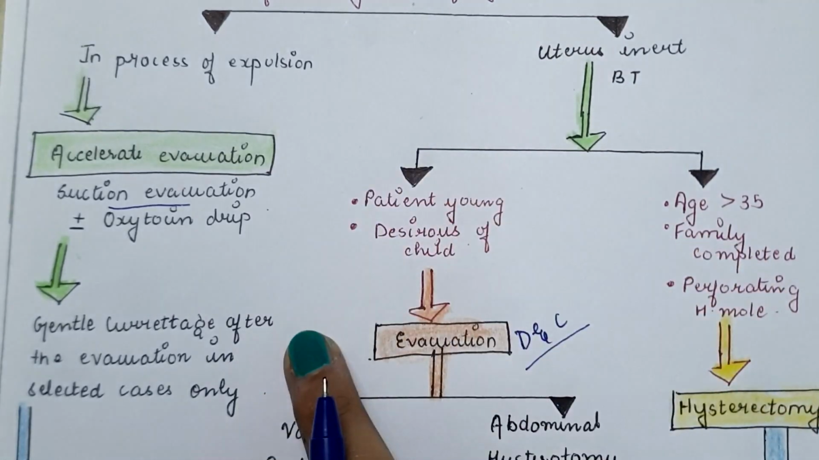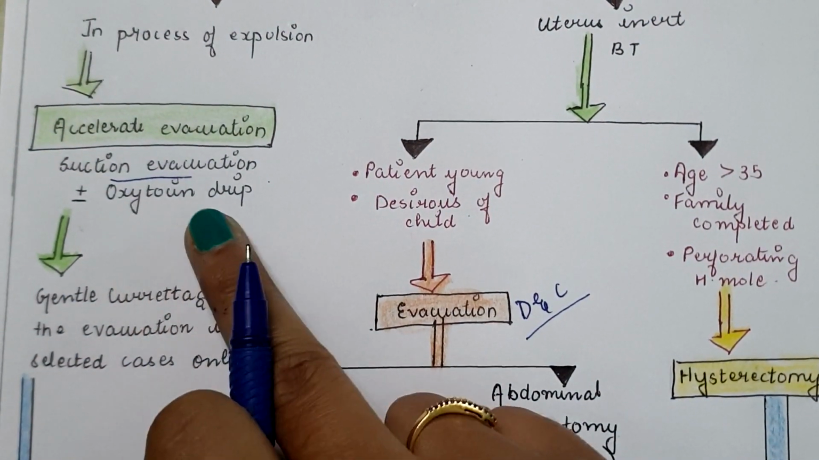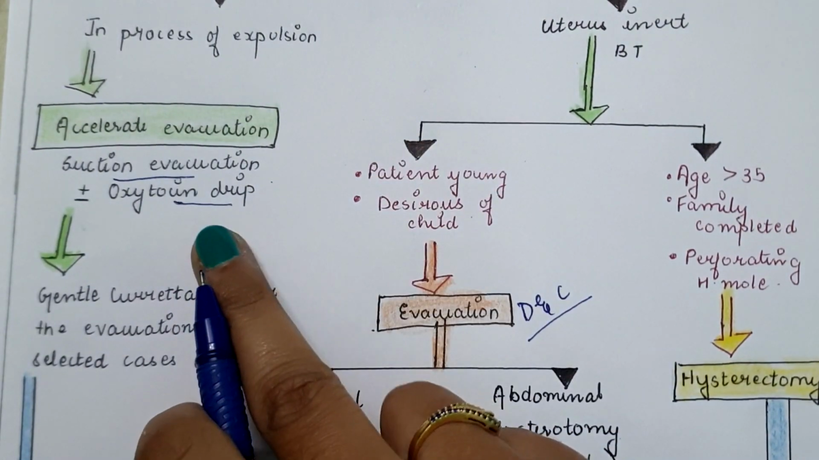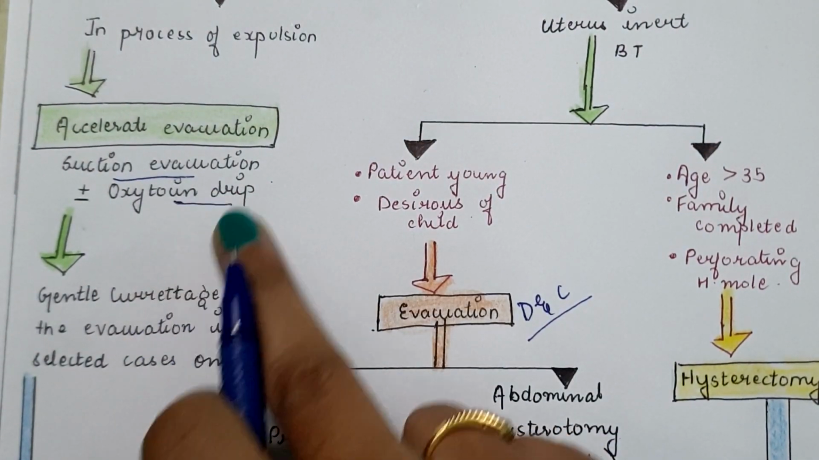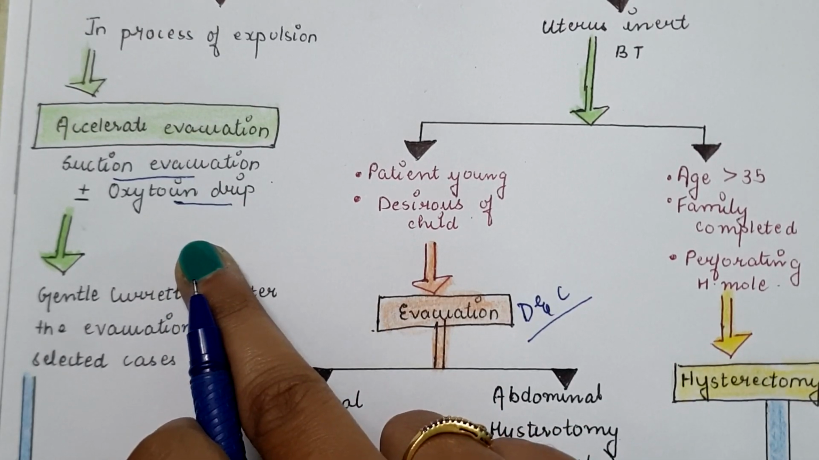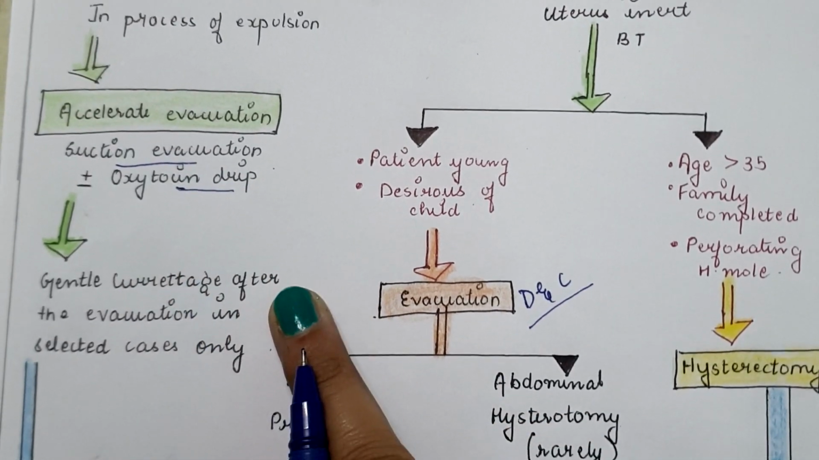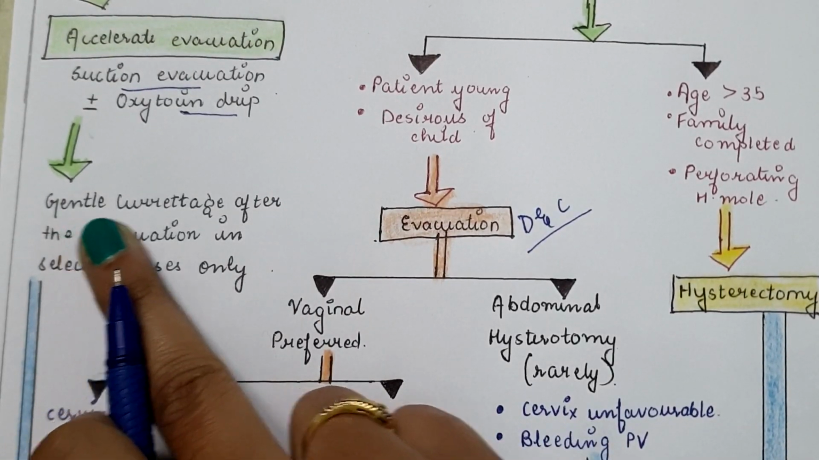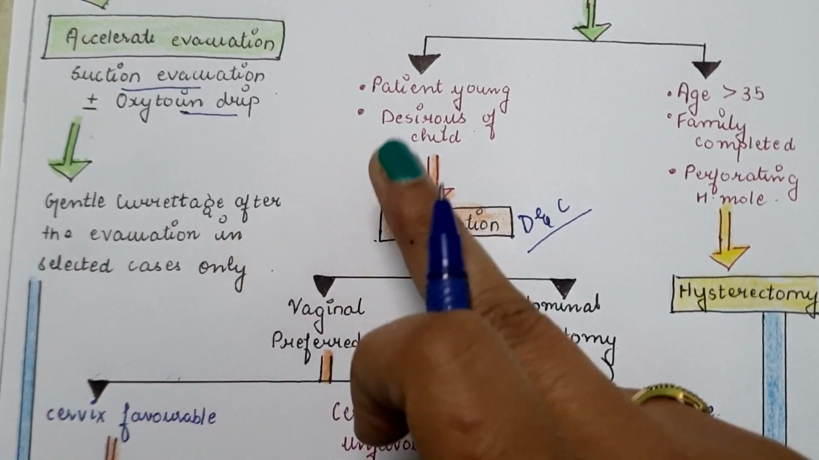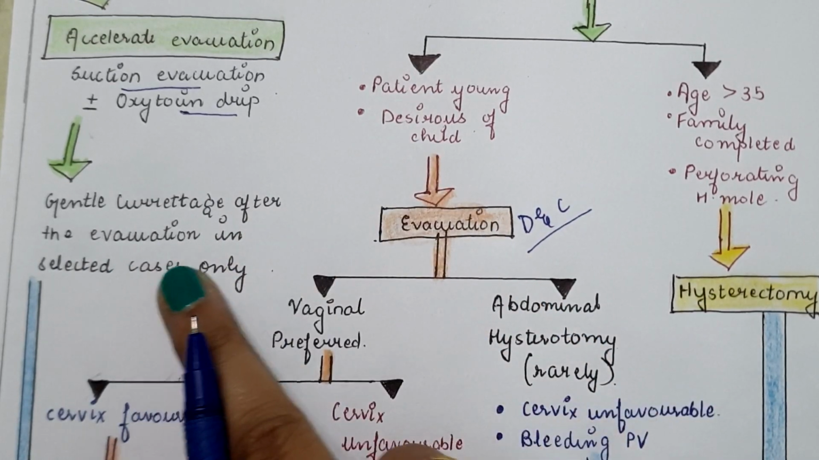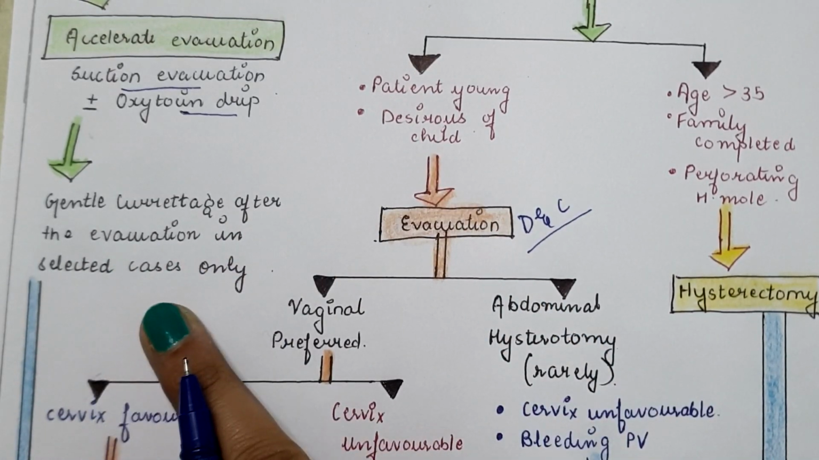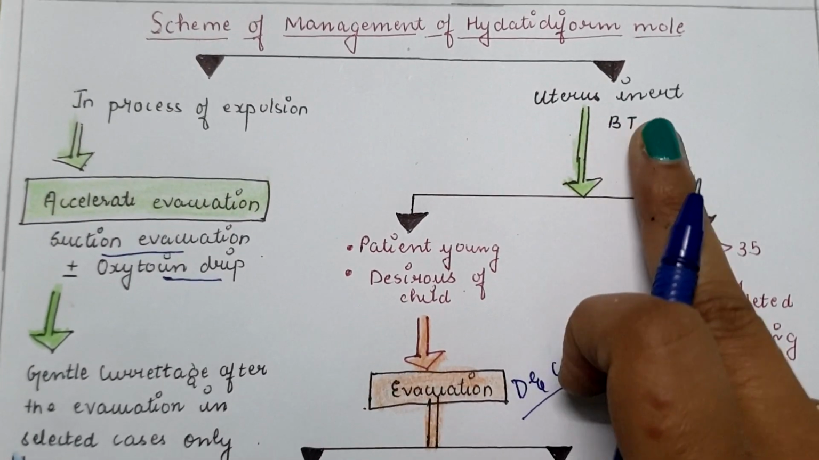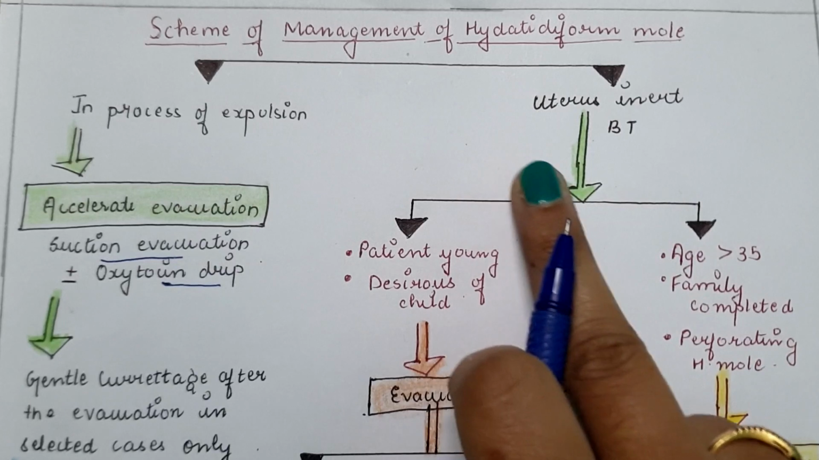tissues from the uterus. Next, oxytocin drip can be used, but it is not recommended on a routine basis because of the risk of embolization. So that's why it is not recommended on a routine basis. And after the evacuation, gentle curettage with the help of a curette should be done only in selected cases. The second case is uterus is inert, meaning the patient is not in labor.